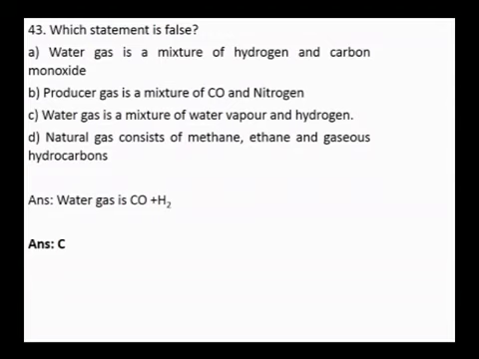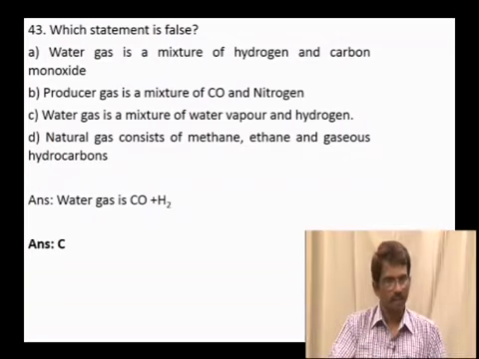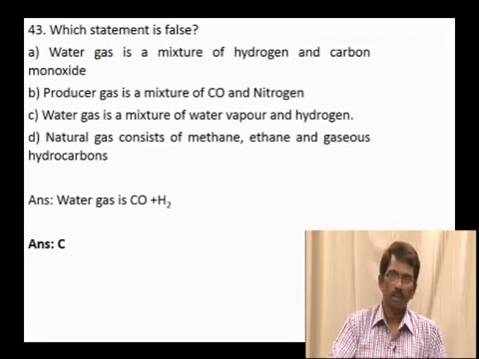As I said, water gas is a mixture of carbon monoxide and hydrogen. It is also called syngas as it is used in the synthesis of methanol. And therefore, the incorrect statement: producer gas definitely is a mixture of carbon monoxide and nitrogen, and natural gas definitely will have methane, ethane and gaseous hydrocarbons. The false or incorrect statement among the four options is option C, which says water vapor and hydrogen is the constituent of water gas, and therefore the correct option is option C.